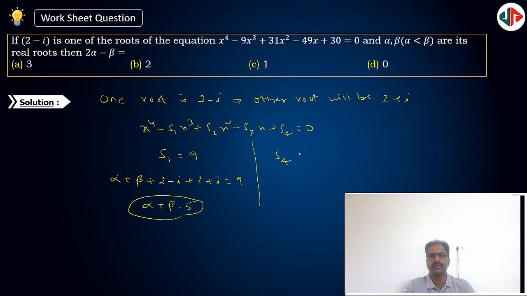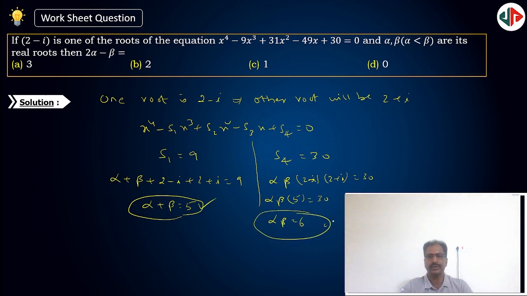Next, S4, product of the roots, 30. S4 means the product of the roots: alpha into beta into 2 minus i into 2 plus i. So this is alpha beta into (2 minus i)(2 plus i), which is 4 minus i square, which is 5. So alpha into beta is equal to 6.